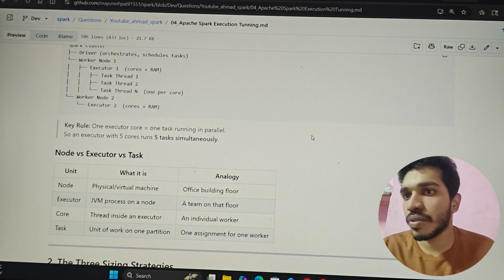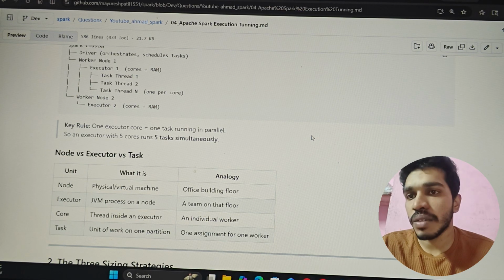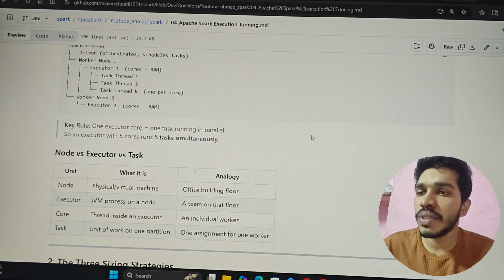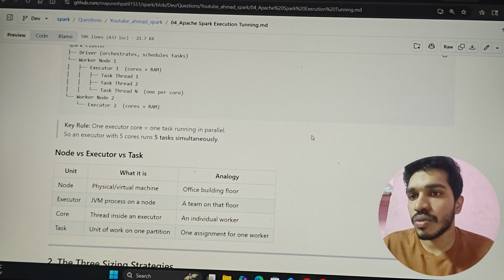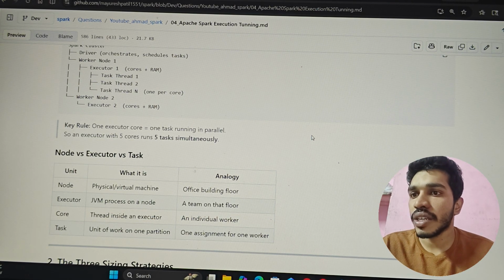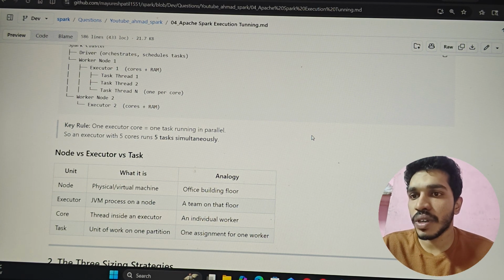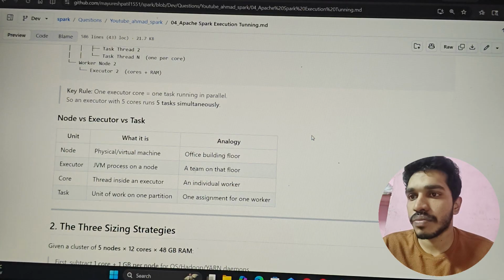So, node versus executor versus task. What is an analogy? A node means a physical or virtual machine, like an office building floor. An executor is a JVM process on the node, like a team on that floor. A core is a thread inside the executor, like an individual worker. And a task is a unit of work on one partition, one assignment for one worker.